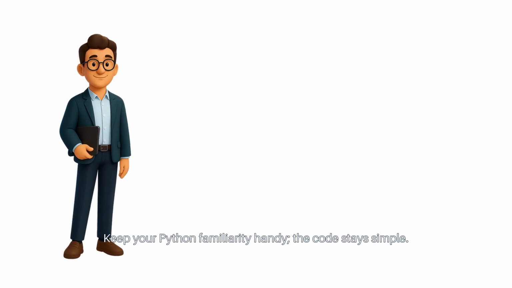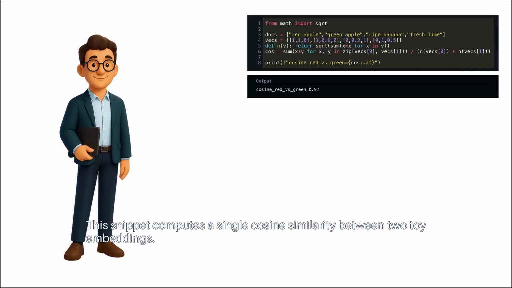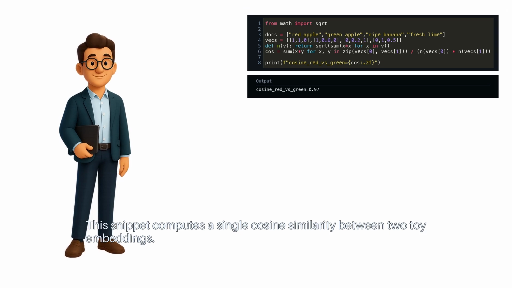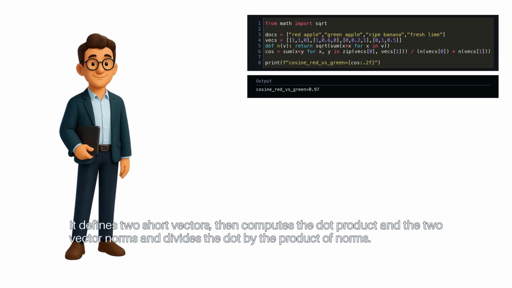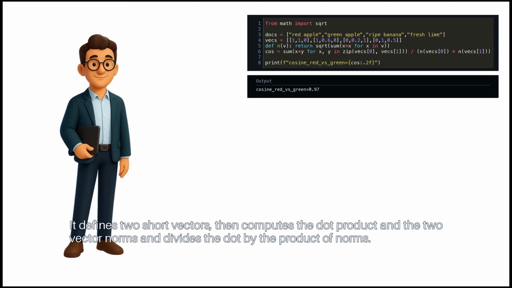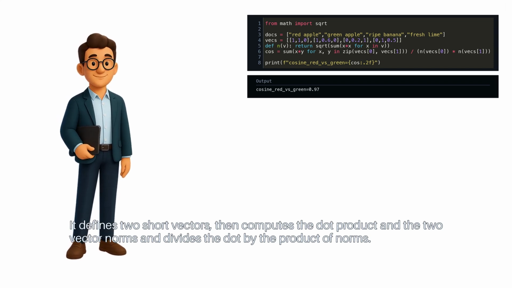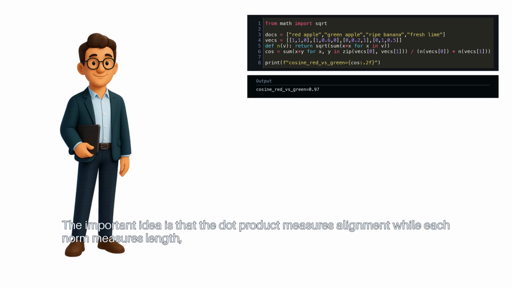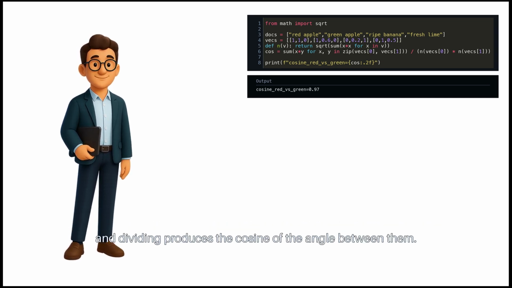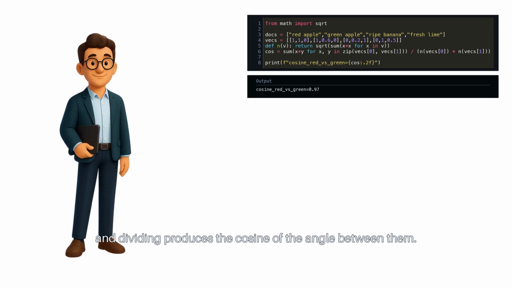The code stays simple. This snippet computes a single cosine similarity between two toy embeddings. It defines two short vectors, then computes the dot product and the two vector norms, and divides the dot by the product of norms. The important idea is that the dot product measures alignment while each norm measures length, and dividing produces the cosine of the angle between them.